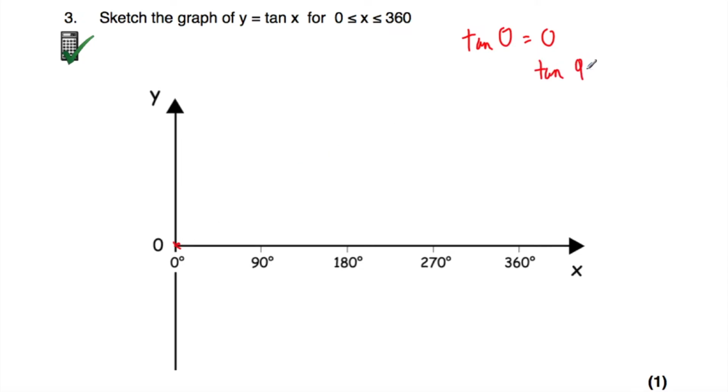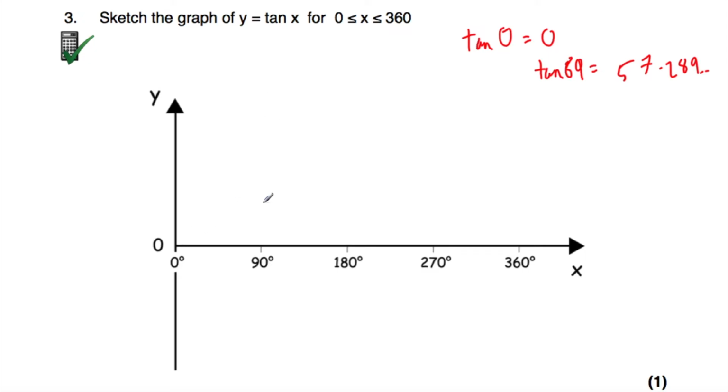Whenever we work out the tan of 90 degrees on our calculator, you'll find that's equal to a math error. So let's go a little bit to the left of 90 and do the tan of 89 degrees, just to see what happens to this curve. The tan of 89 degrees is equal to 57.2899 and so on. So what happens is this graph shoots up like so.